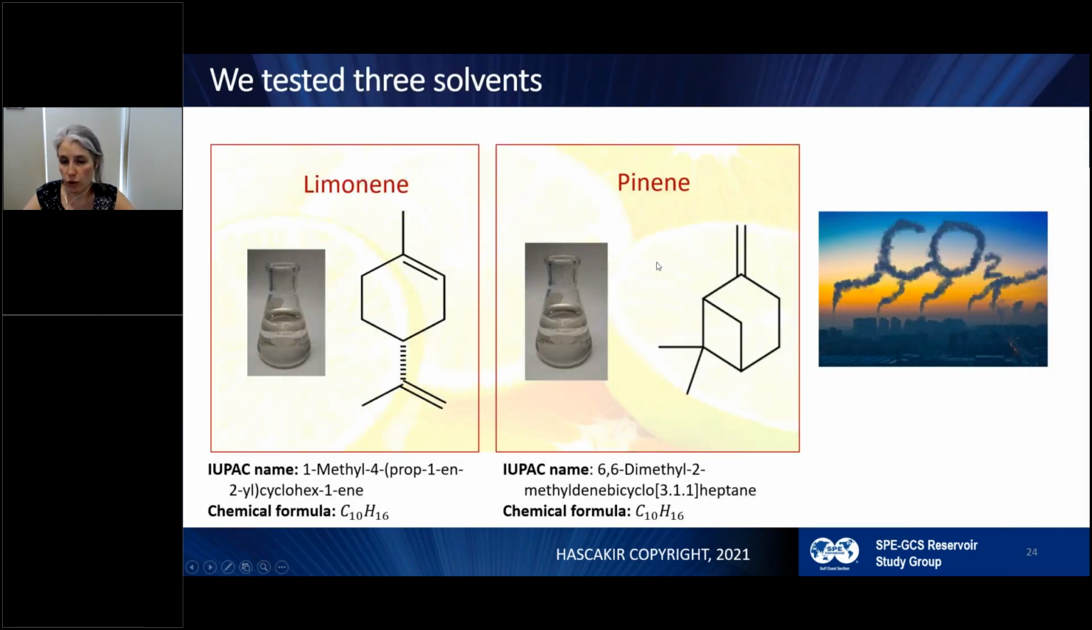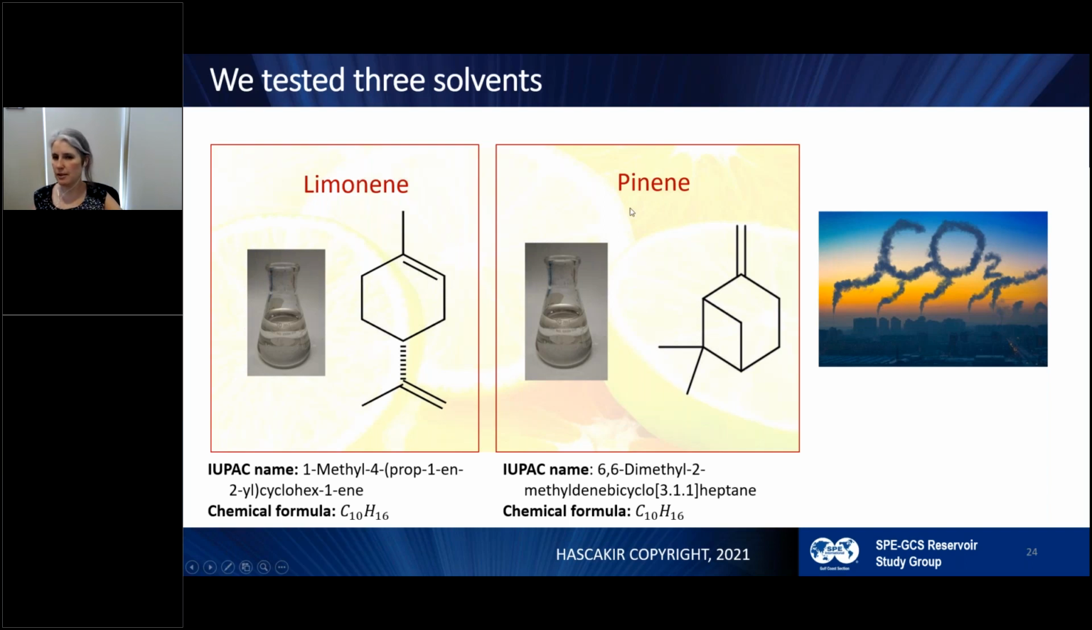So we tested three solvents: limonene and pinene, and also carbon dioxide. These are all environmentally friendly solvents. We are trying to get rid of carbon dioxide from the atmosphere.